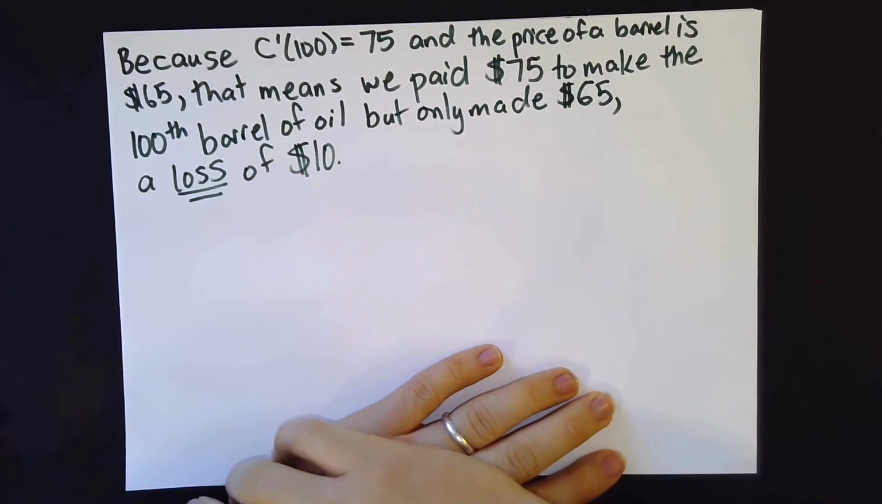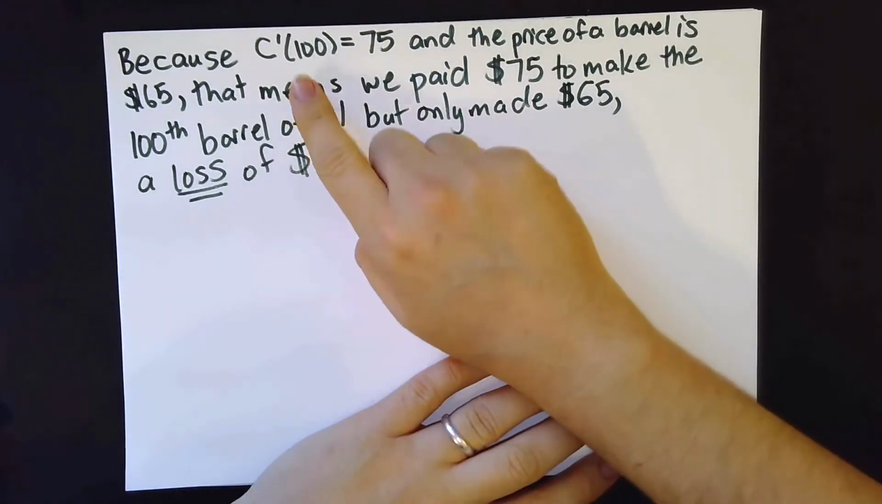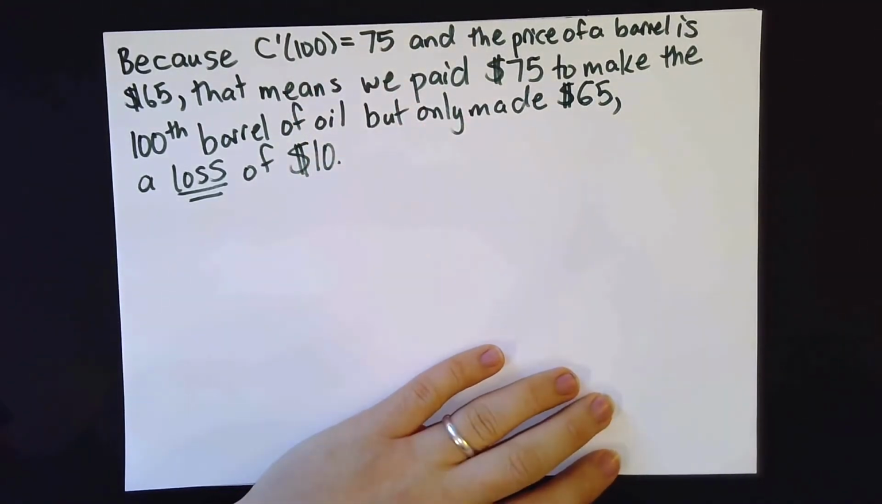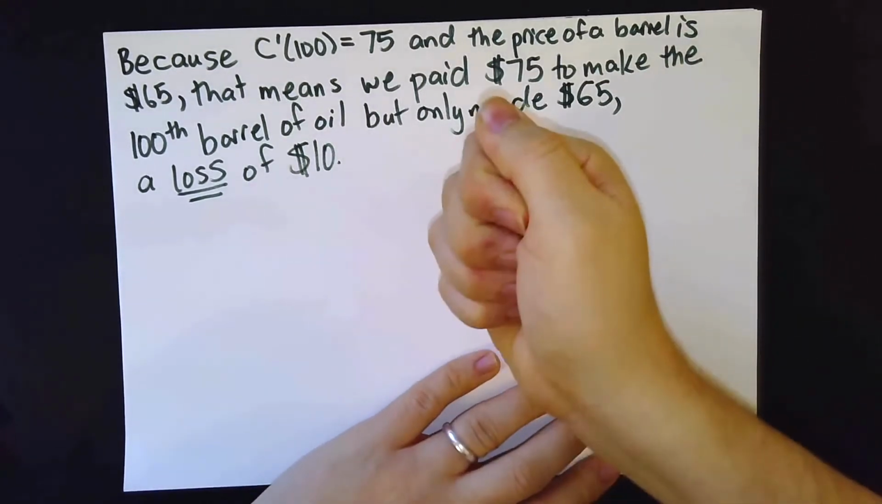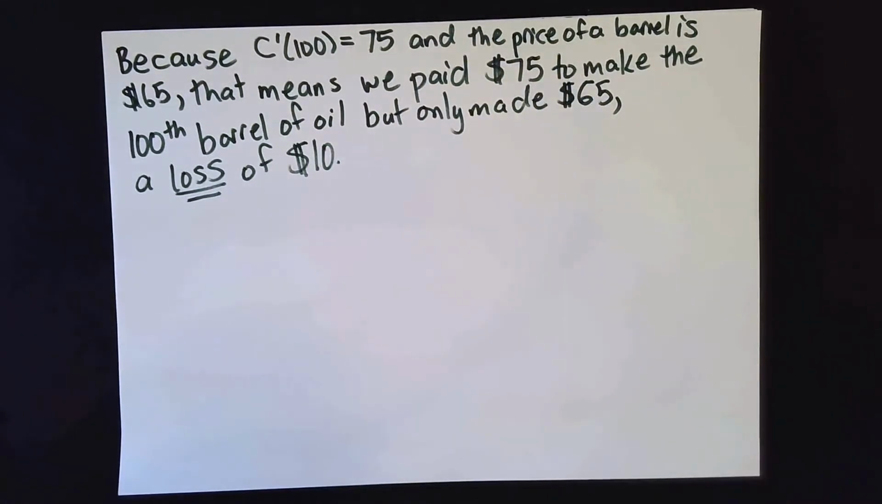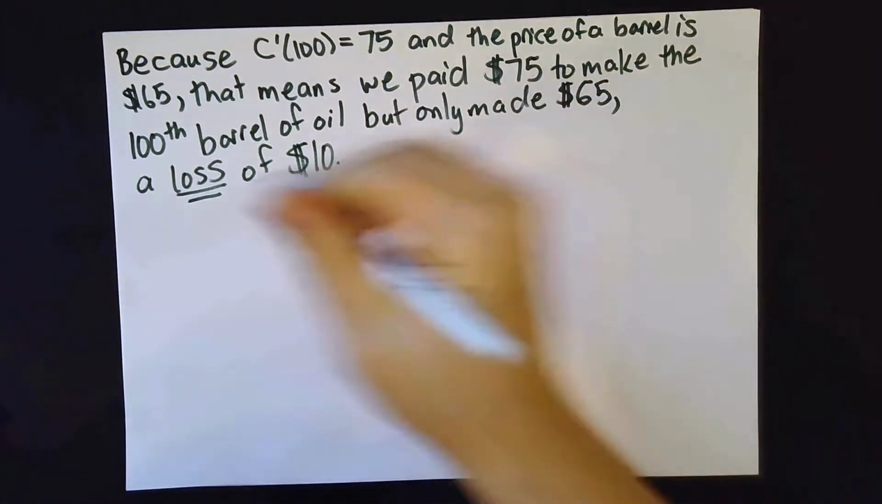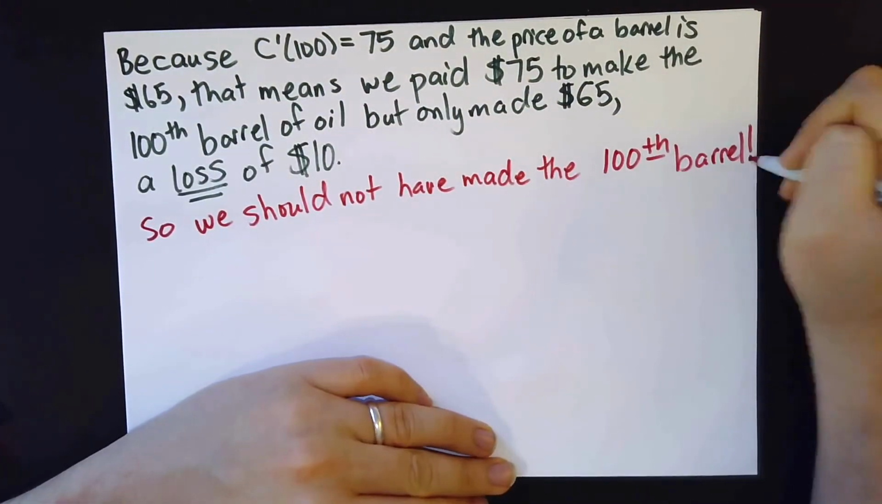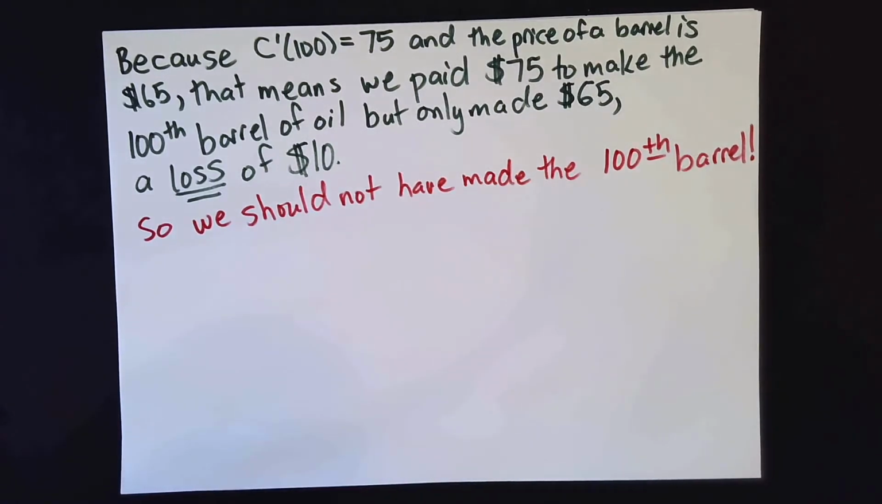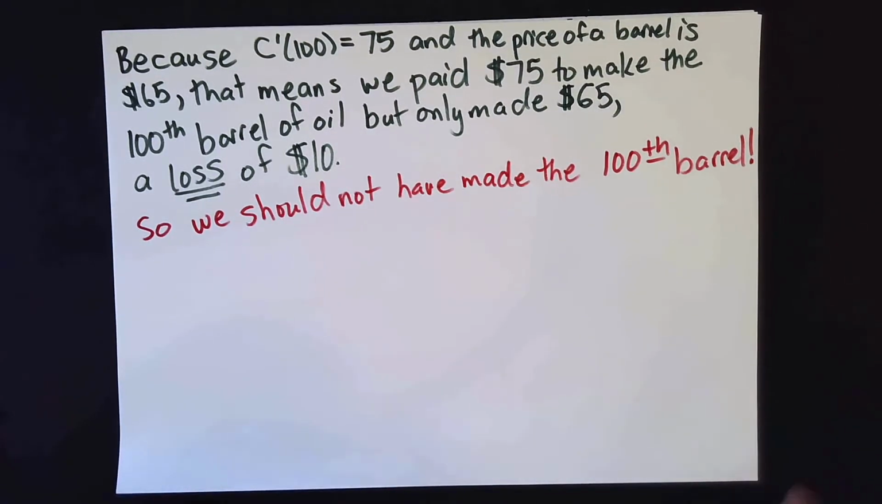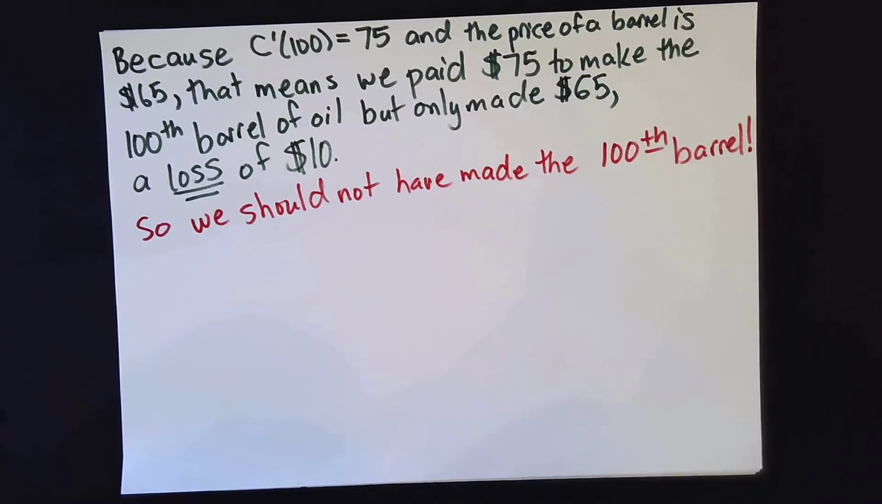So, because the marginal cost at 100 barrels of oil is $75, that means the 100th barrel of oil we produced cost us $75 to make, and then we turned around and sold that barrel for $65. But that means that on that barrel of oil, we took a loss of $10. What does that mean? That means that last barrel that we made, the 100th barrel, we shouldn't have made it, because making it cost us $10. So we want to make fewer than 100 barrels of oil per day.